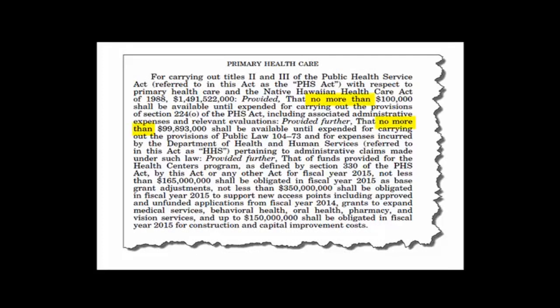Here we see no more than language establishing ceilings, and we also see not less than language, which establishes a floor. In other words, at least $165 million is to be obligated as base grant adjustments, but there's no limit other than the total amount. GAO refers to not less than language as intended to serve a protective purpose, that is, to ensure at least a minimum amount would be available for a particular purpose. In addition, not less than language provides clear authority to supplement this minimum amount with other, more general appropriations.